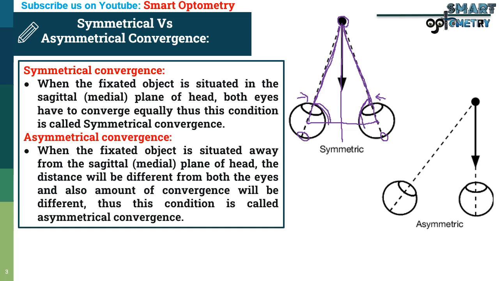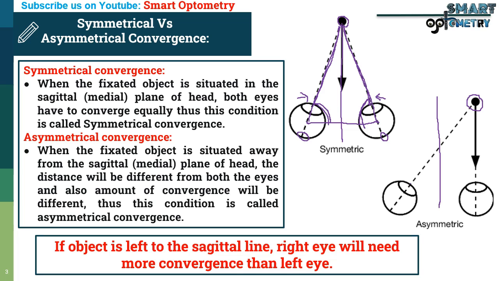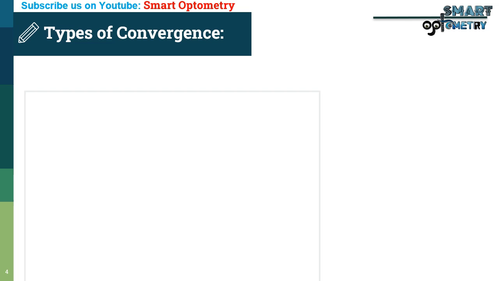Here in this figure you can see here will be the sagittal or medial plane of the head, but the object is situated away from the medial plane, and the distance between the left eye and the object is more compared to the distance between the object and the right eye, and the angle between the line of sight and the center of rotation of both eyes will also be different. Here for the left eye, the angle is less, and for the right eye it's almost 90 degrees.